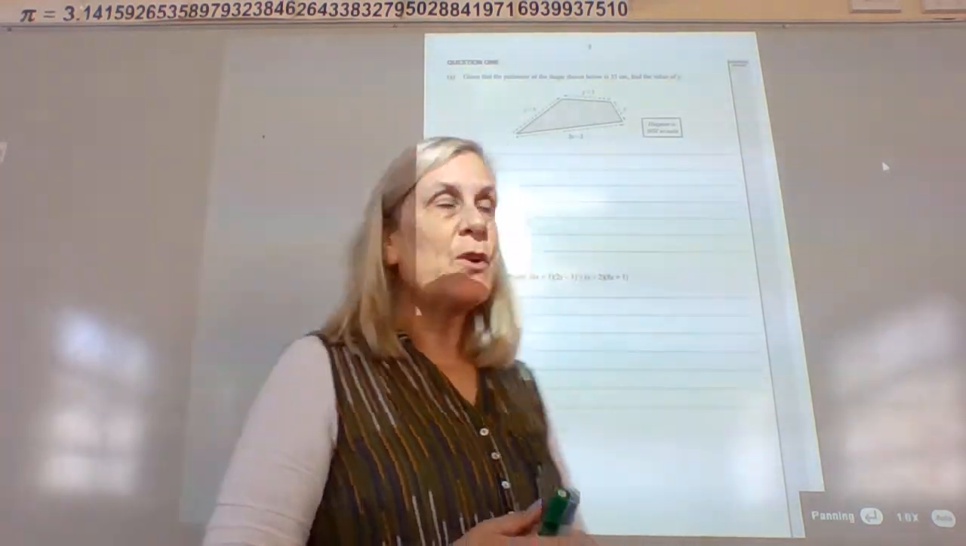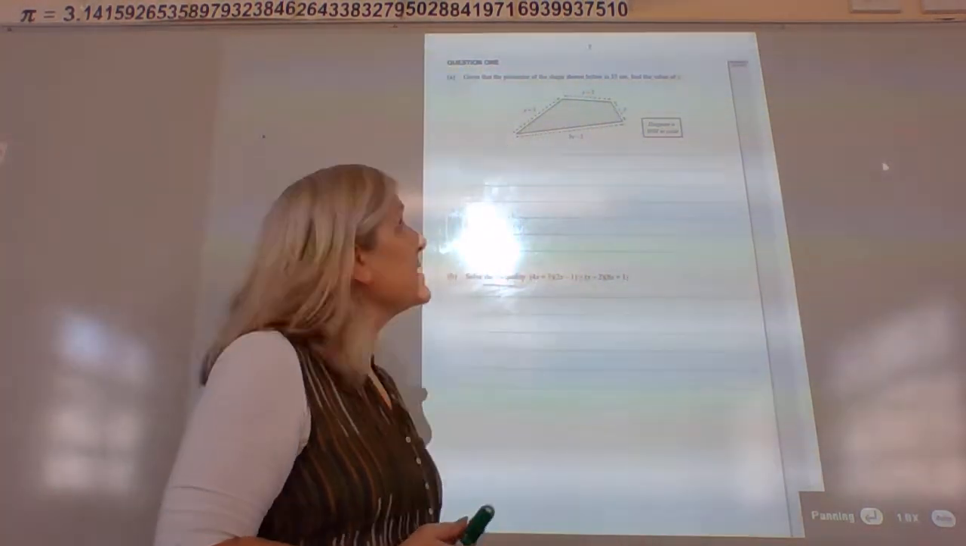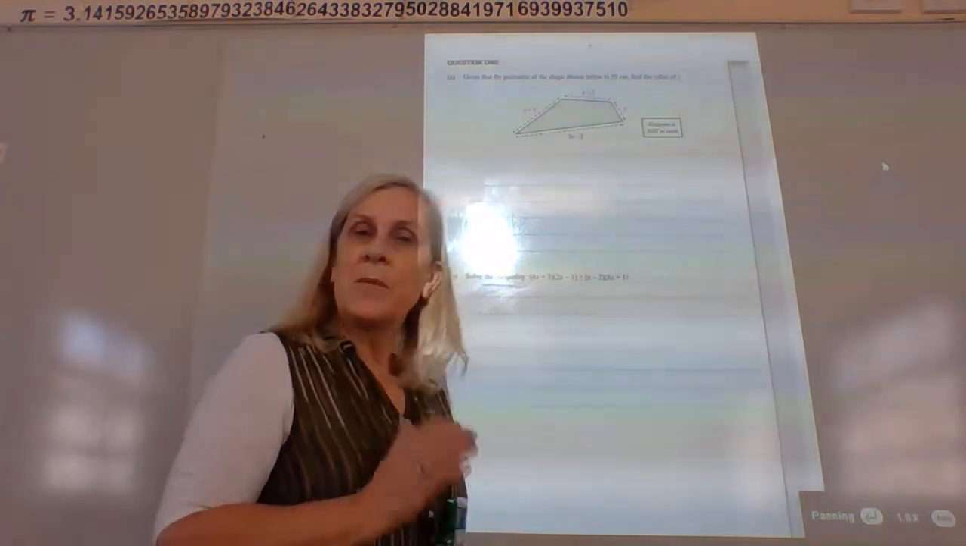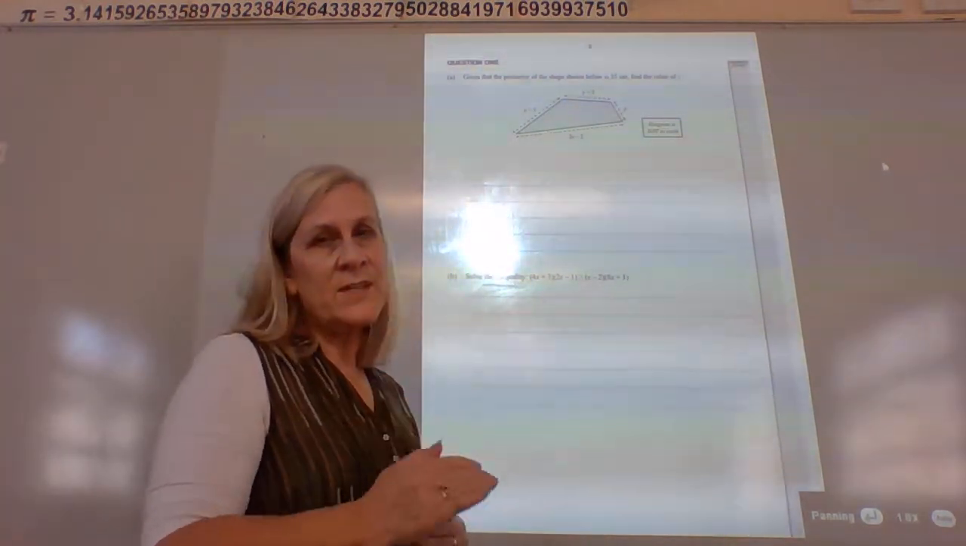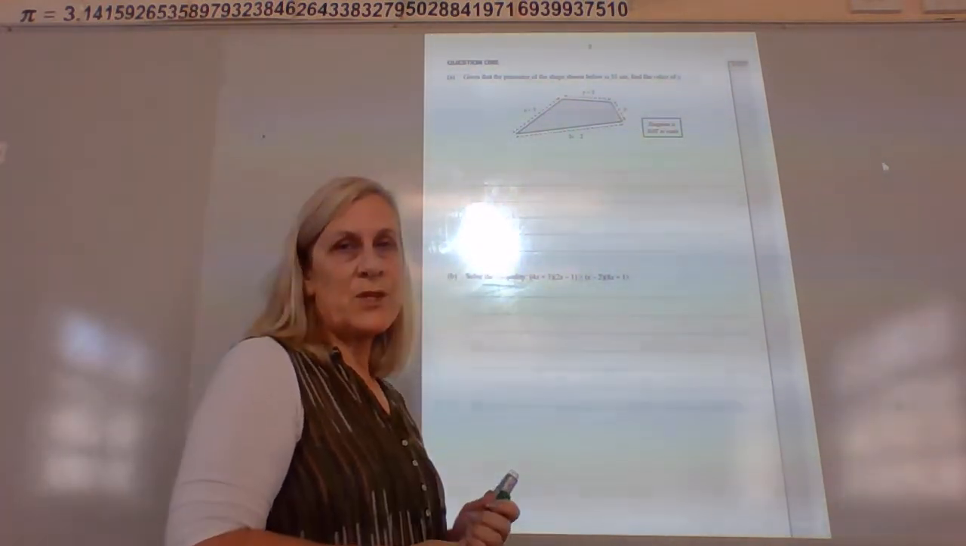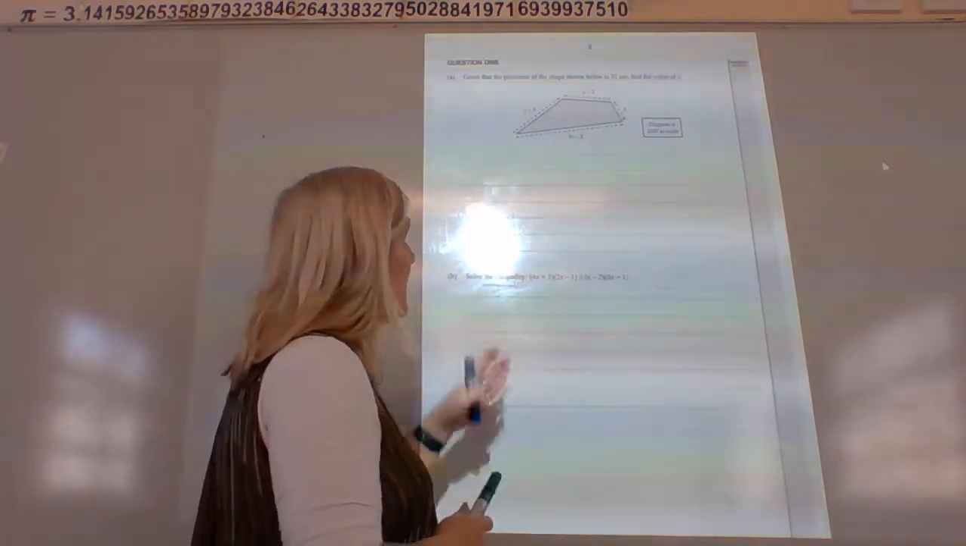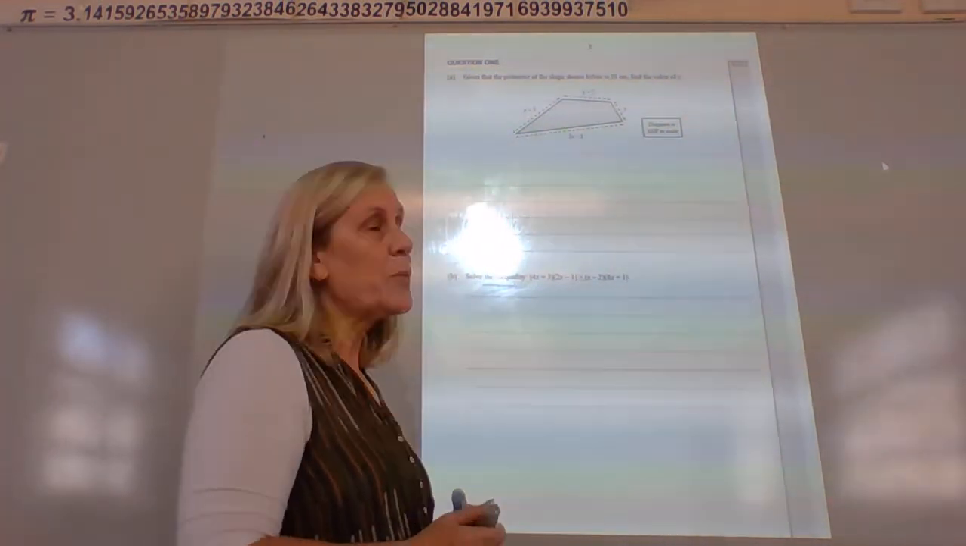Okay, so today I'm going to go through the MCAT for 2021. This is day 2. I'm going to go through them question by question, so there'll be 3 separate videos for the 3 questions with all the working that you might need to do. So the first question here is about finding the perimeter.